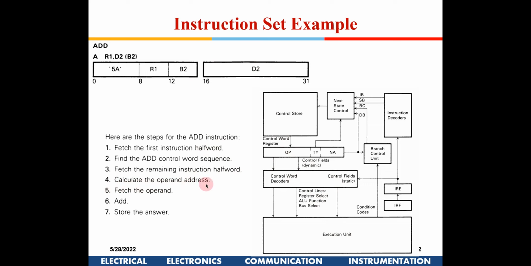Then calculate the operand address. Now you add D2 with B2 and compute the new address from where the data needs to be brought. You put the computed address into the AO register, and from the data register you get the data. Then you add the data which has been fetched from the memory with the contents of the R1 register and store the answer into the register. So these are the things which we need to do to execute this instruction. These are the various steps that are involved, right?